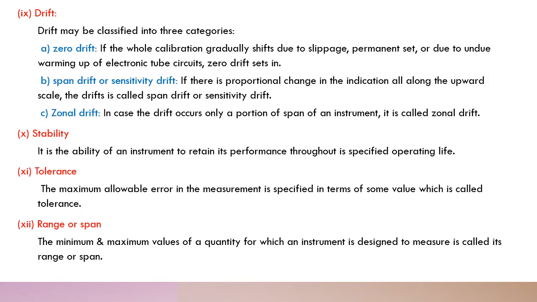Next one is the drift. So in drift, it is classified into three categories: zero drift, span drift and zonal drift. Drift means change. Suppose if this is the output and this is the input.